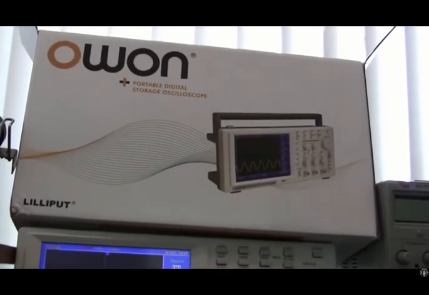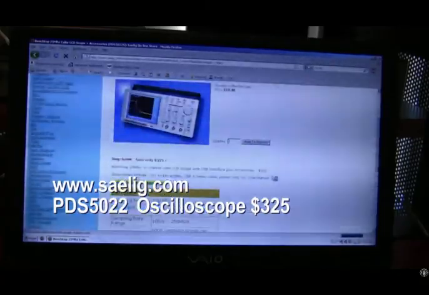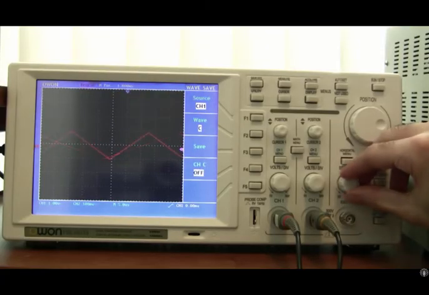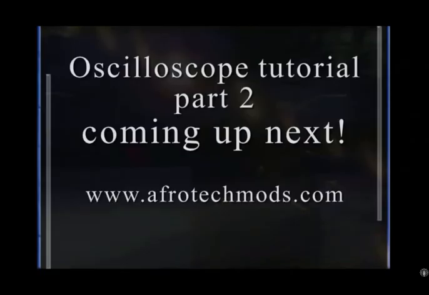This is the scope I just bought, $325 brand new from Salig.com, and they even shipped it to Canada for me. As you can see, it works just fine. Alright, so now that you've got an oscilloscope, check out my next video showing you how to use it.